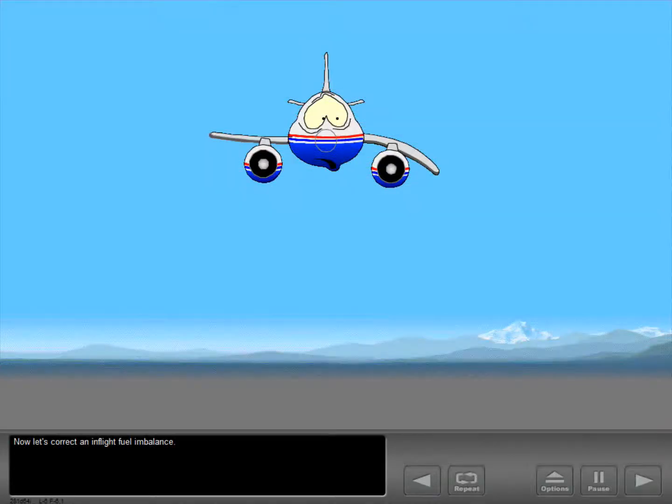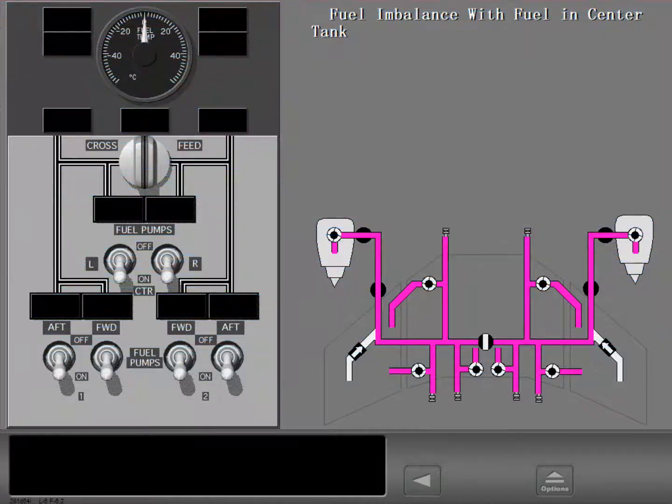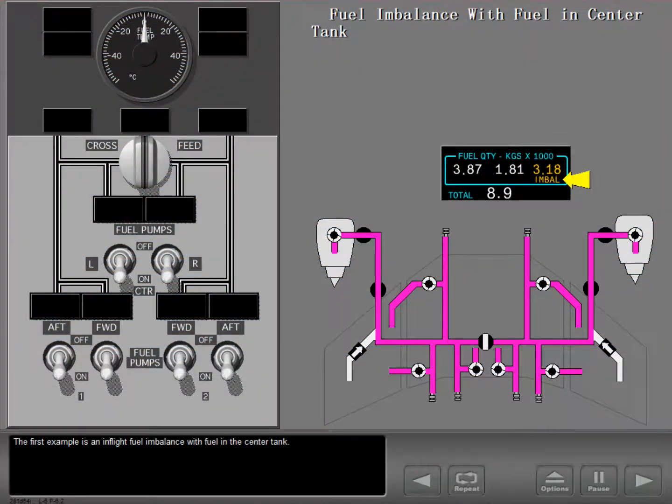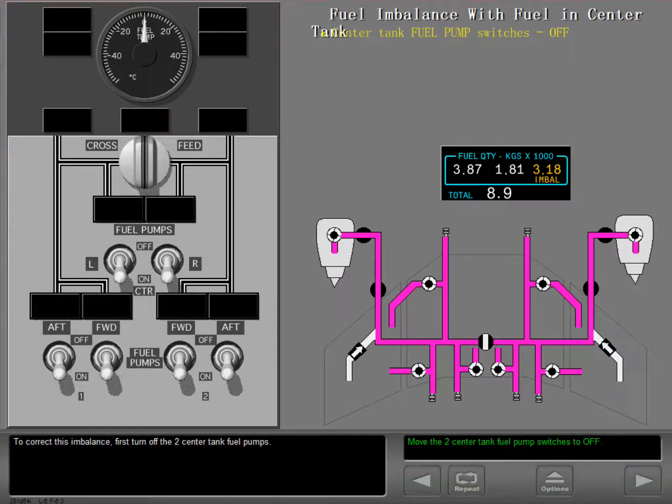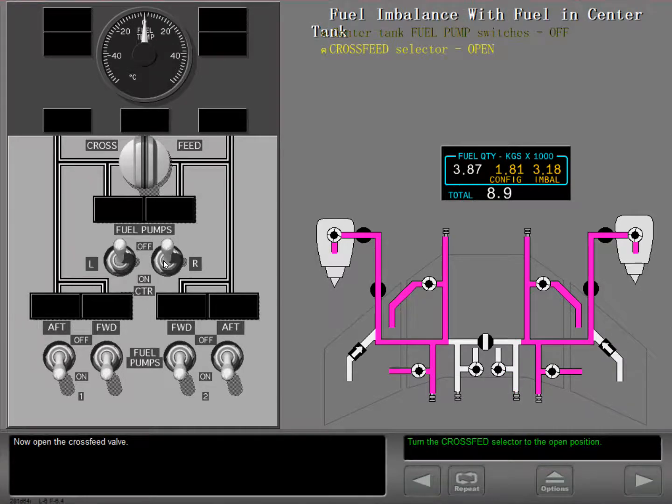Now let's correct an in-flight fuel imbalance. The first example is an in-flight fuel imbalance with fuel in the center tank. To correct this imbalance, first turn off the two center tank fuel pumps. Now open the cross-feed valve.